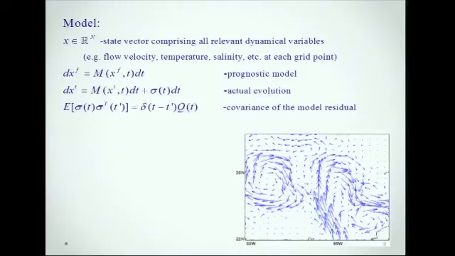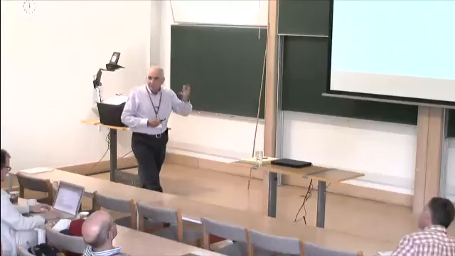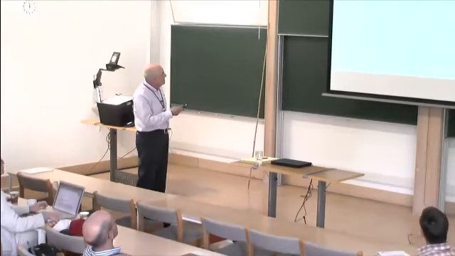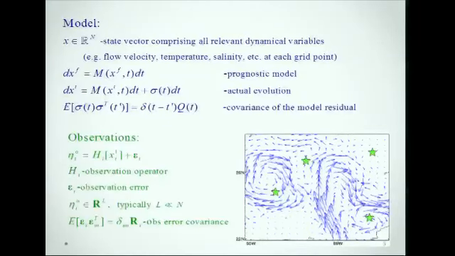So the model is something that advances the state of the system in time. The superscript F here connotes forecast, so I'll always use F for forecast for when the model is at work. The actual evolution is some unknown realization of a stochastic perturbation of that, so that includes the possibility of model error, and here I'm just assuming that it is delta correlated.